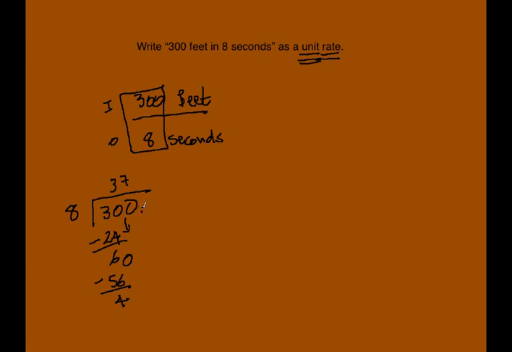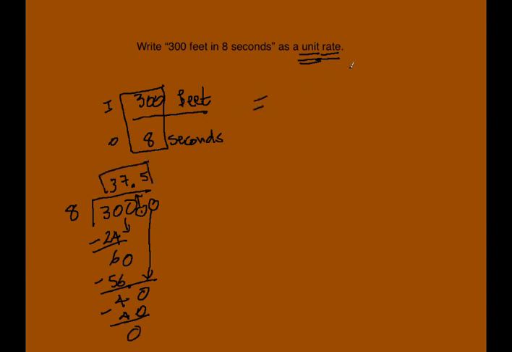There's nothing here. Put a decimal point. Kick it up. Bring a 0 to bring down. So how many times does 8 go into 40? 5 times. 5 times 8 is 40. 40 take away 40 is 0. So your answer is 37.5.